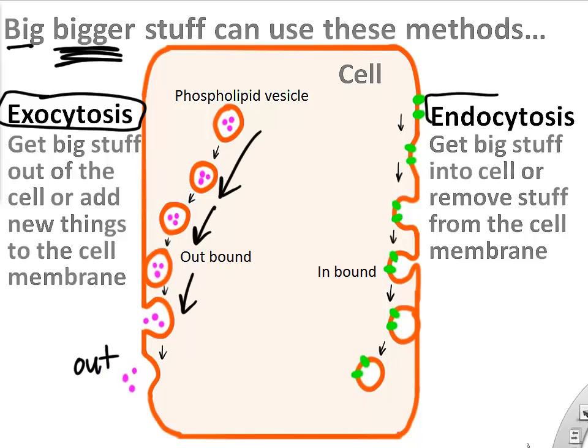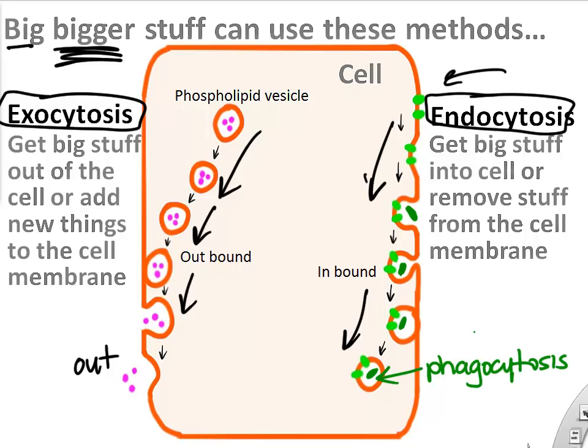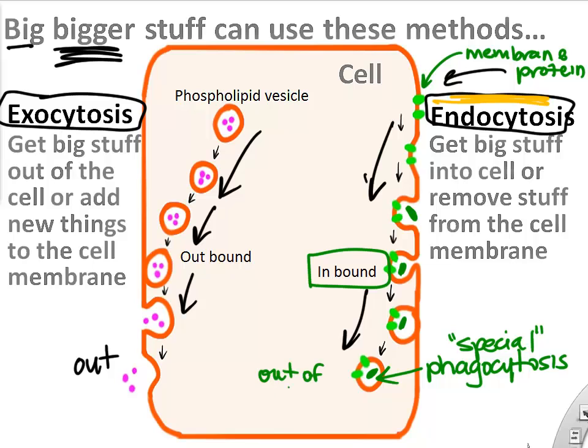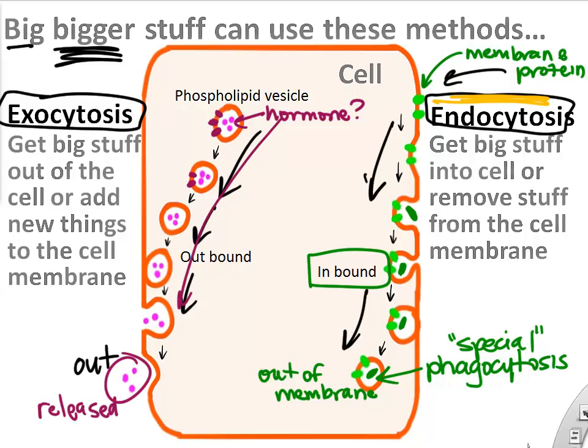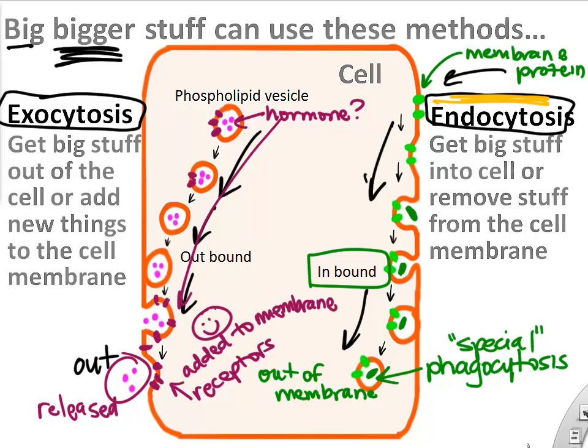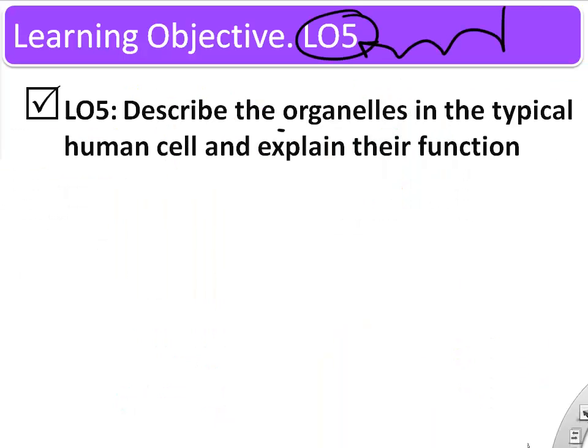Sometimes your cells like to get big stuff in and out. There are two processes, one called exocytosis, which moves stuff out, and endocytosis, which moves stuff in. Again, we're talking about bigger stuff here. There's also a specialized version of endocytosis called phagocytosis. So again, what does this mean? Well, endocytosis can move stuff into the cell or even pull things out of the membrane, such as a protein. Exocytosis will either release things out of the cell or in some cases add proteins to the surface of the cell, like a receptor or a new channel. So again, endocytosis and exocytosis are bigger stuff targeted into or out of the cell.